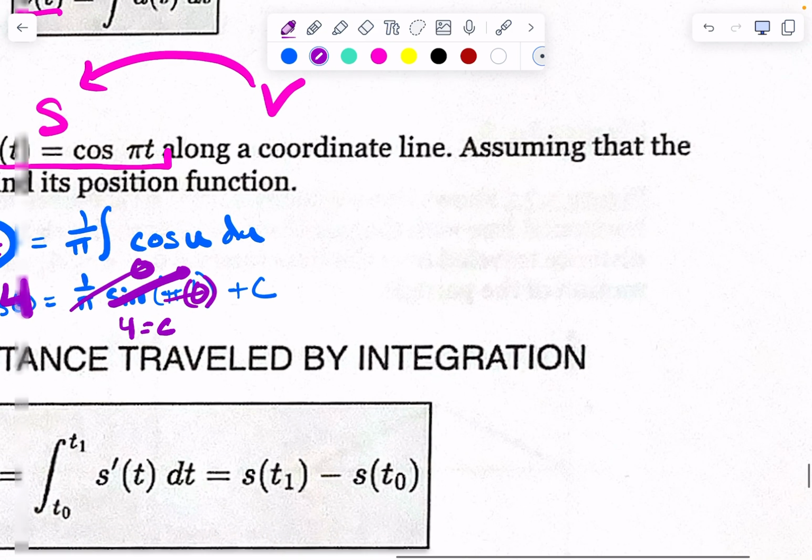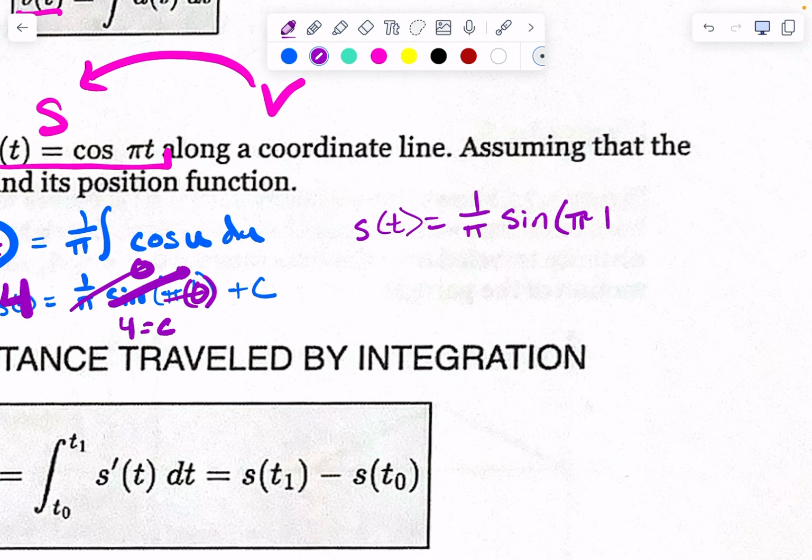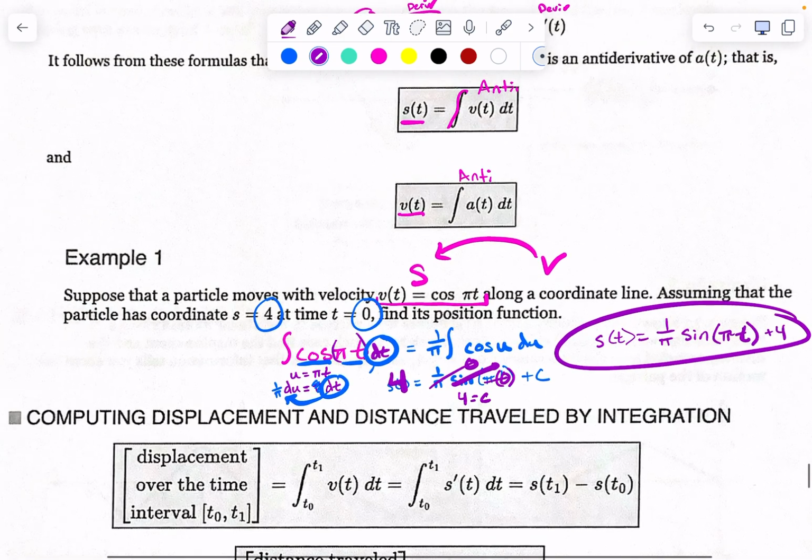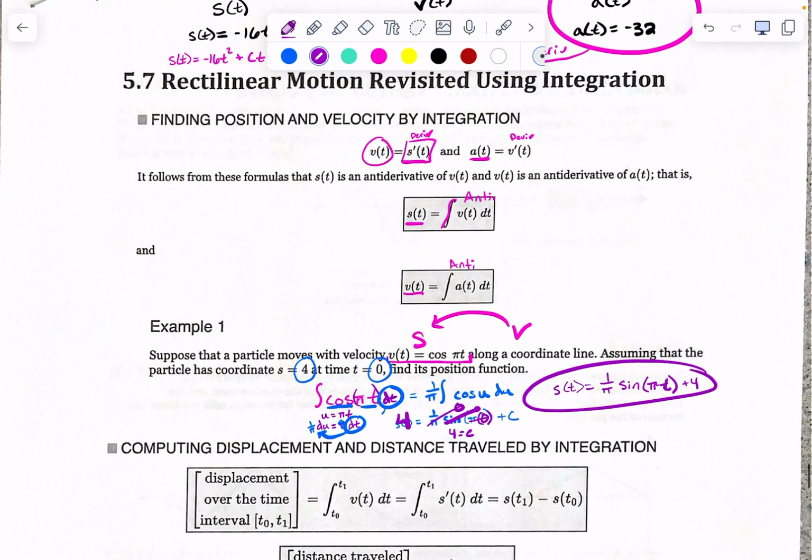So my final position function is s of t equals 1 over pi sine of pi t, plus 4. Okay, not so bad. They started you off with a really hard one using sine and cosine. But then you're just plugging in the values they give you to solve for your constant. You're just going backwards instead of going forwards. That is all.